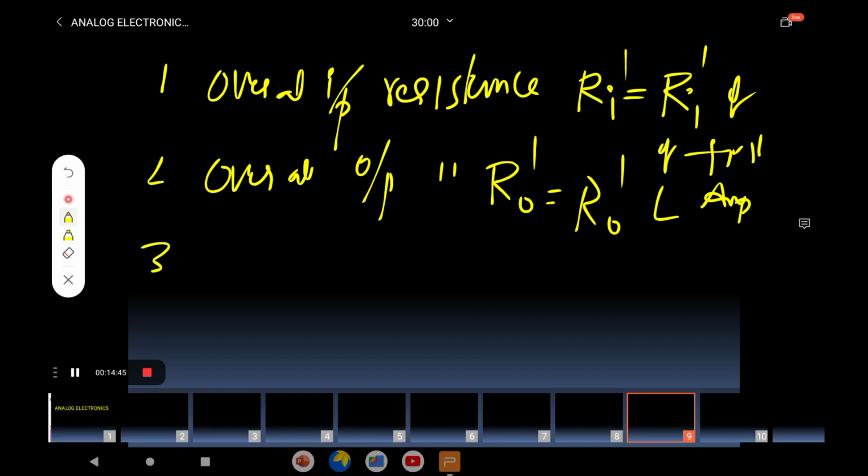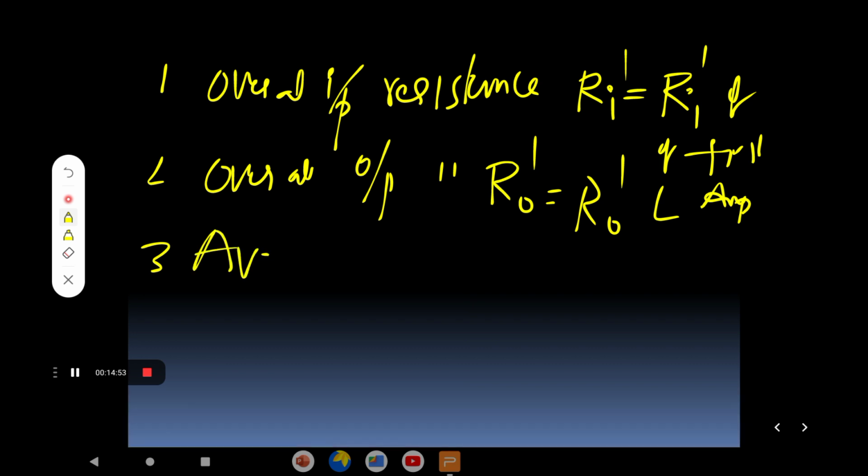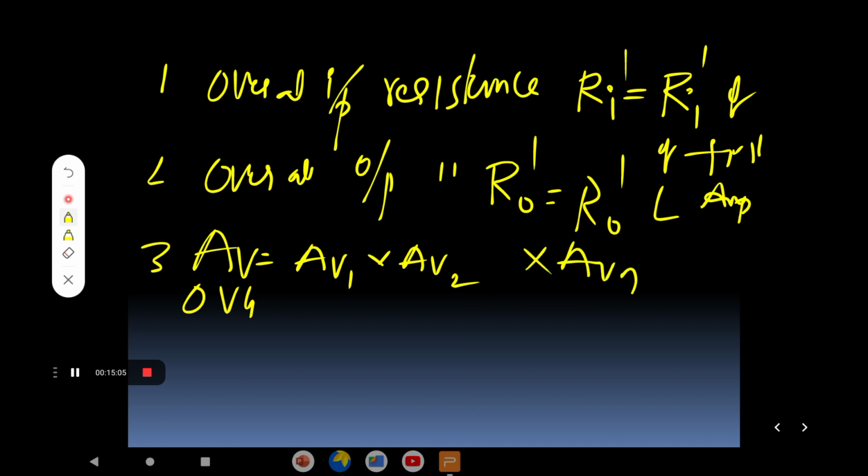The third one is the overall voltage gain. Overall voltage gain, just a shortcut, is AV1 into AV2 and so on up to AVN. That is the process, right?